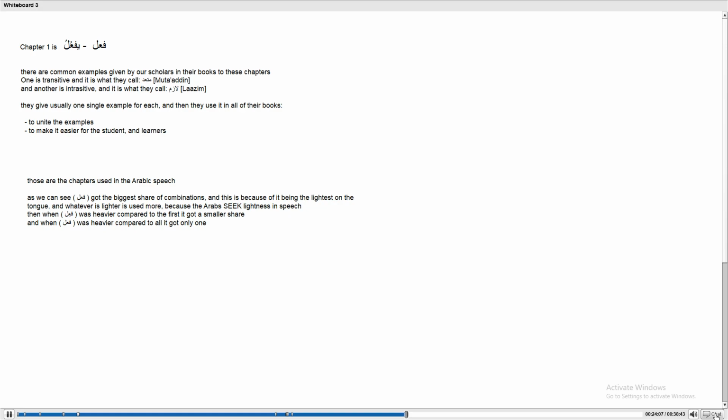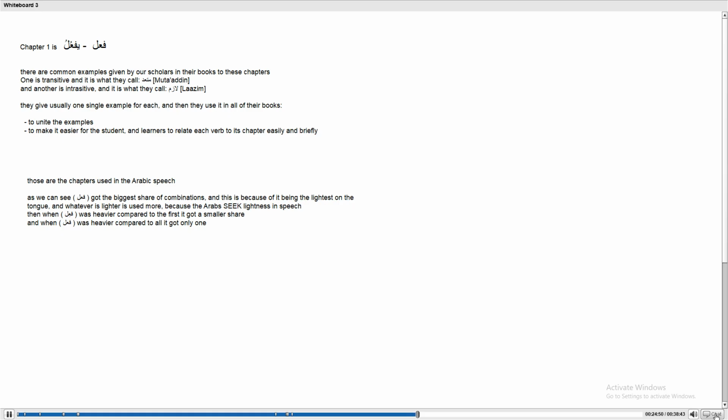Okay? Because when the examples are united, it makes it easier for the student to relate each verb to its chapter easily and briefly.